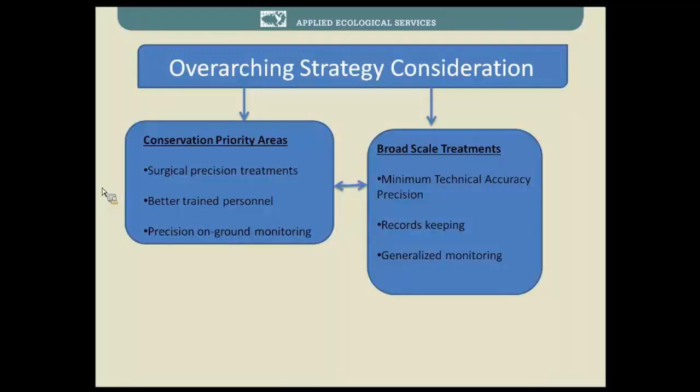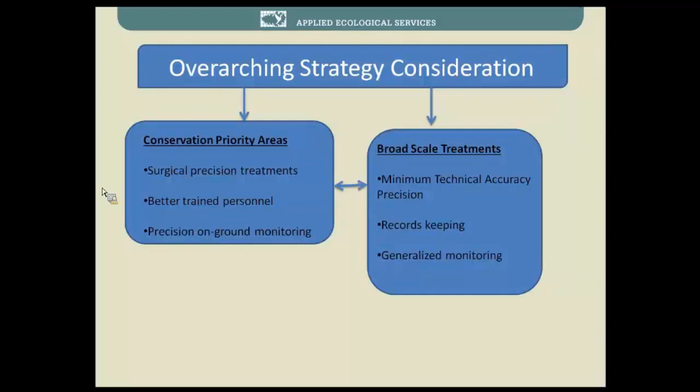So almost a surgical precision needs to be associated with the treatments in those areas, and that's typically associated with a requirement for better trained personnel and real precision on the ground, both for the treatment techniques and the monitoring techniques.